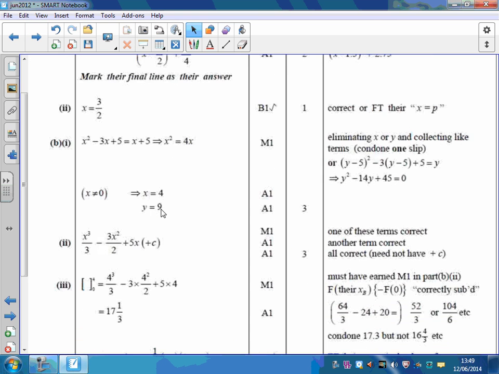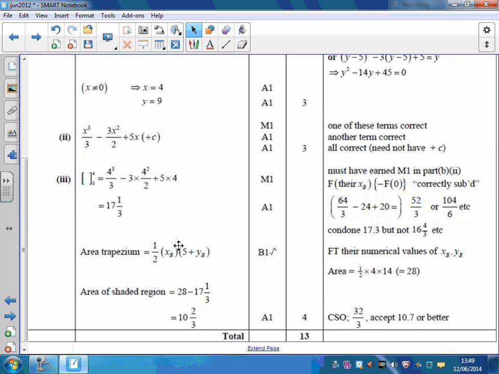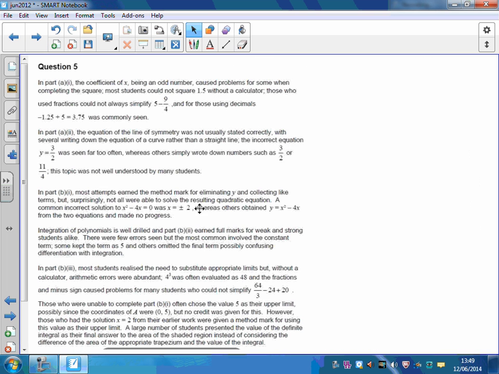Here's the mark scheme. 10 and 2/3. And here's the examiner's report.